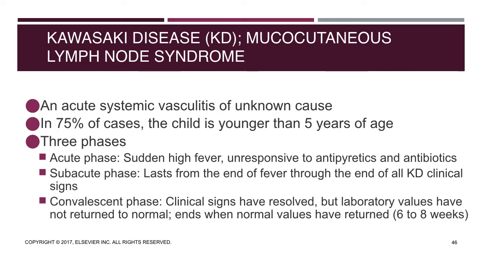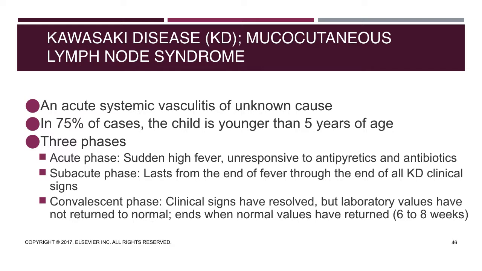Kawasaki's disease is also known as mucocutaneous lymph node syndrome. It's an acute systemic vasculitis of unknown cause. In 75% of the cases, the child is younger than 5 years of age, and it comes up in 3 phases. The acute phase, they get a sudden high fever that's unresponsive to antipyretics and antibiotics.